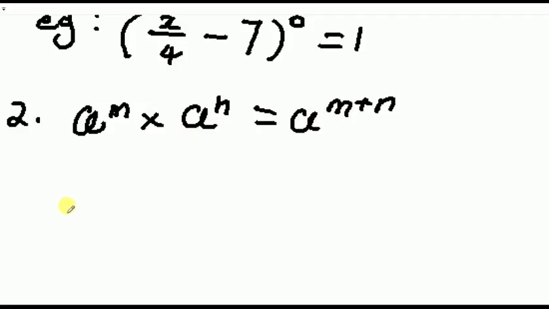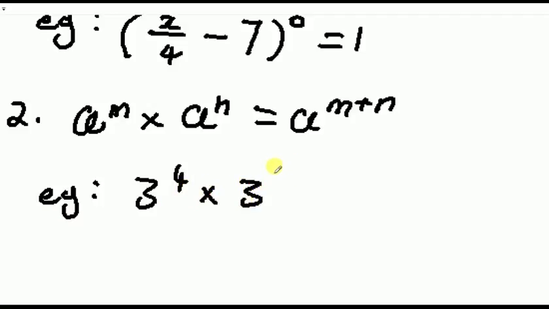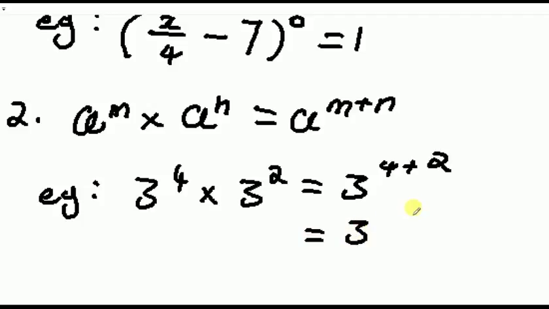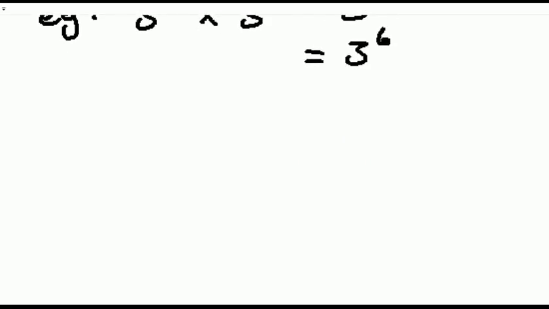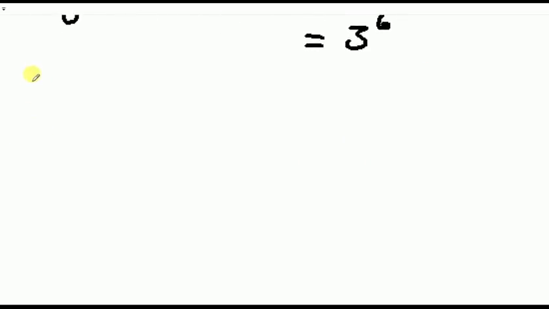So let me give you an example. It will be 3 to the power 4 multiplied by 3 to the power 2, which is equal to 3 to the power 4 plus 2, which will give us 3 to the power 6. Easy as that. So let's get to our law, or rule 3 of exponents.